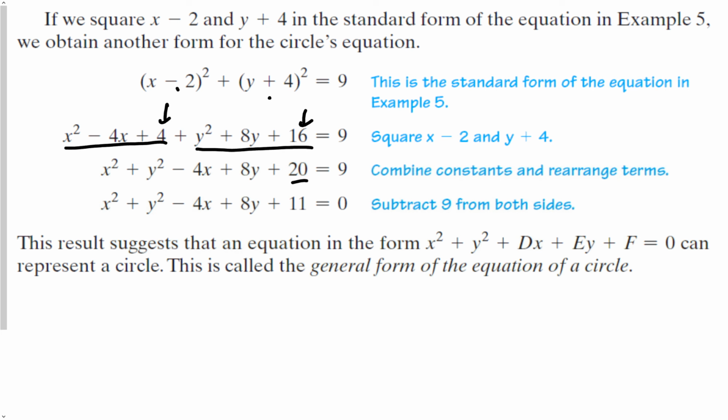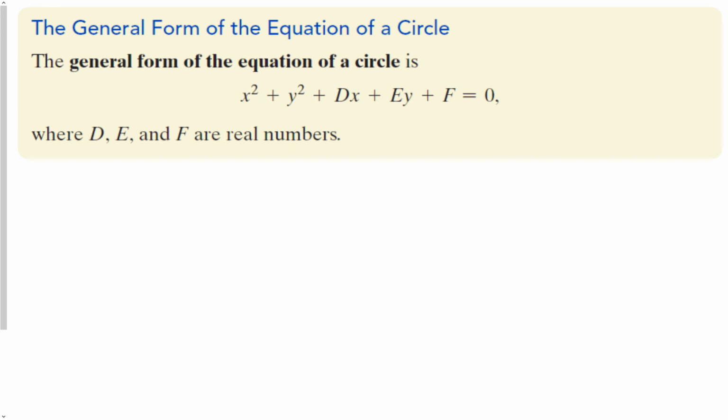This is a different form of an equation for a circle called general form. So general form of a circle's equation is x squared plus y squared plus dx plus ey plus f, where d, e, and f are all real numbers. Okay? And notice that there are no leading coefficients in front of x squared and y squared.